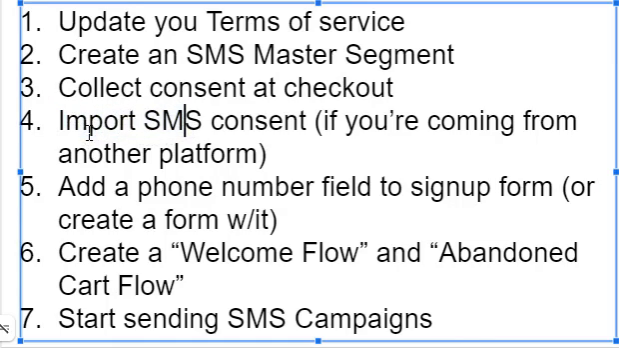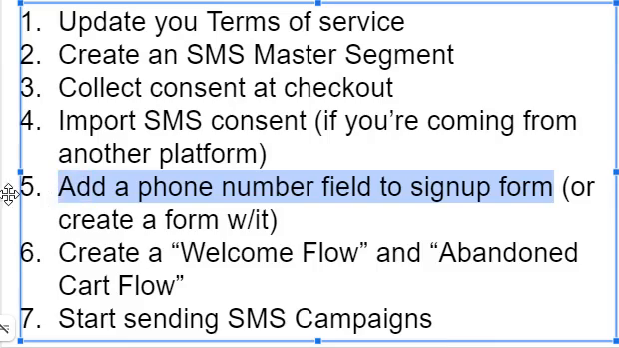And then importing consent, this would be like if you're transferring over from another platform like Attentive or something like that. And then adding a phone number field to a sign-up form. Right? This is another easy way to get acquisition. If you already have people coming in on an email form, hitting the add step button and basically getting people to sign up for SMS after they submit the phone number.